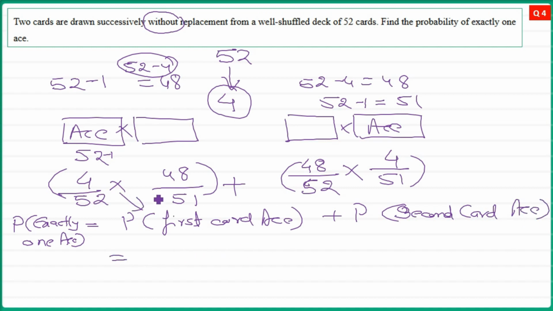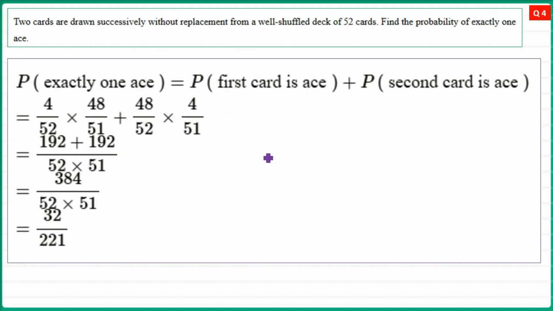So when you compute this, 52 into 51 in the denominator for both of them. So actually you have to compute 4 into 48 plus 48 into 4 divided by 51 into 52, which comes out to be 32 by 221. So this is very important, with replacement and without replacement. Now this is how you need to write it. Actually this is sufficient in examination, but if you give more intricacy, it will be better.